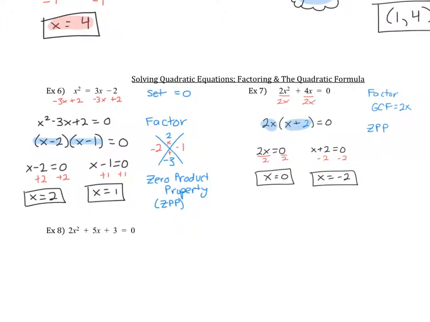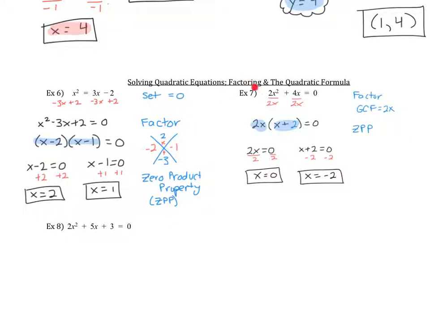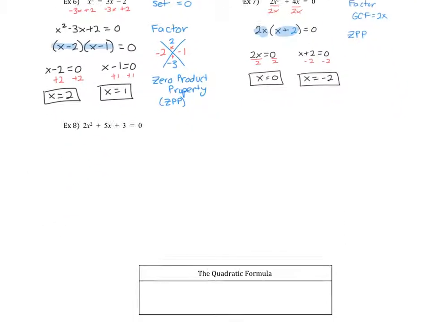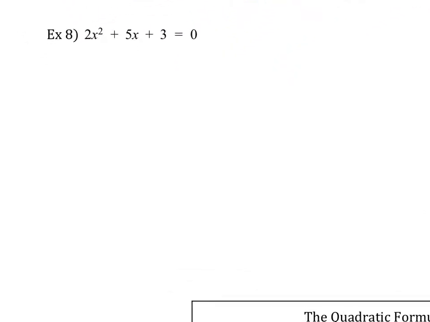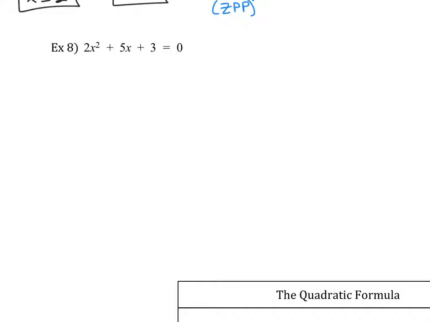So notice that whenever we factor, we are going to be using the zero product property. That's why we factor. But remember, there are different methods for factoring, which brings me to example 8. So here we have a trinomial. It's already set equal to 0, but this one we can't use magic x exactly because of this a value. So what? We have to use a different method.